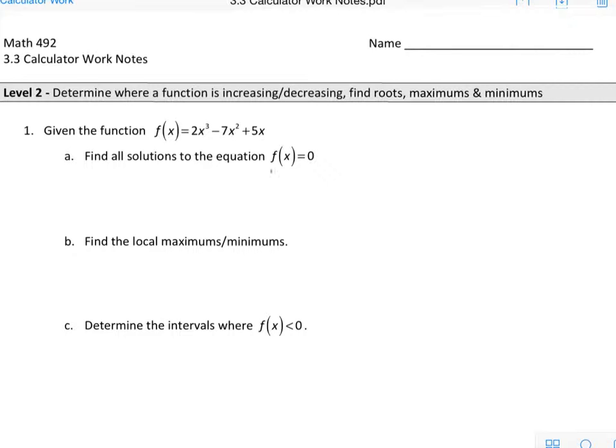Well, this is the same as saying y equals 0, so we're going to be looking for what we call our roots or solutions to the equation. So you're going to go and watch the video here.